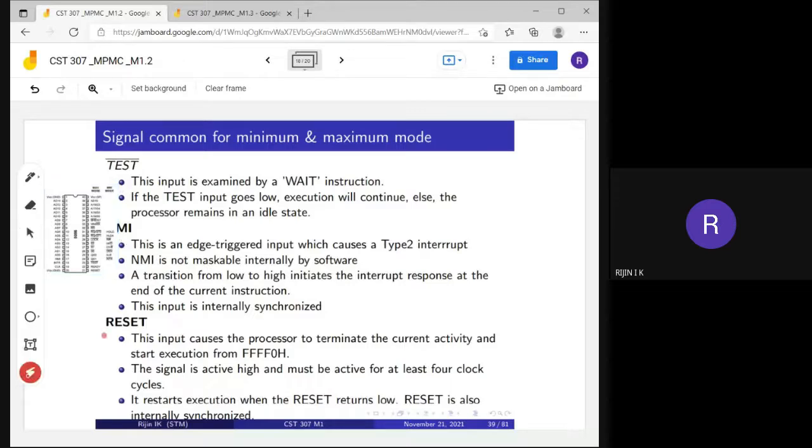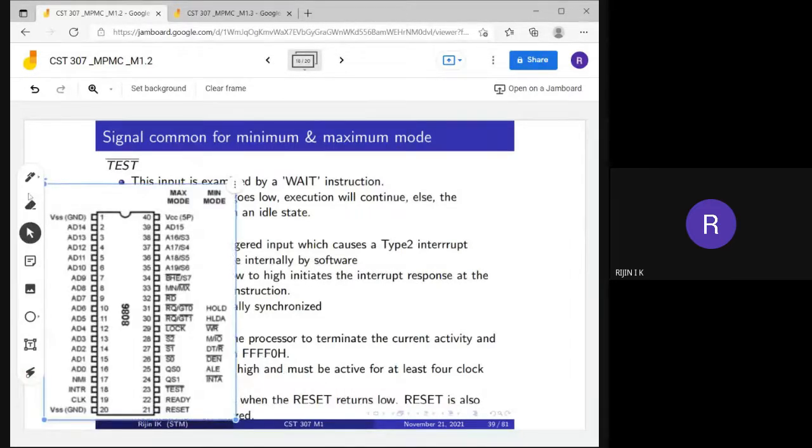Then next one is reset pin. Okay, reset pin. Reset pin means this one. Pin number 21. Reset.